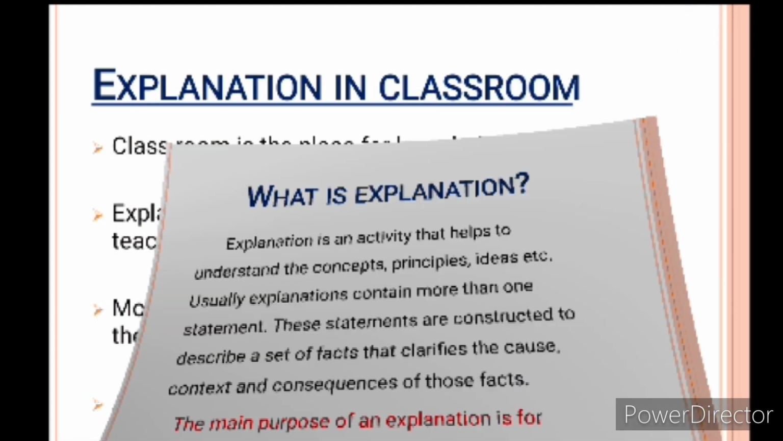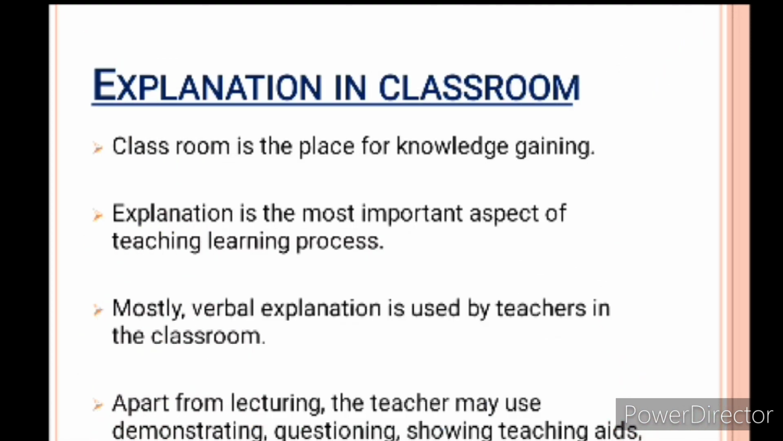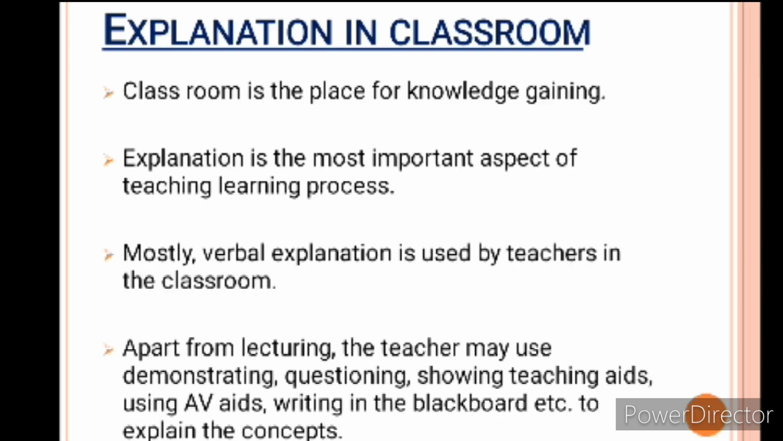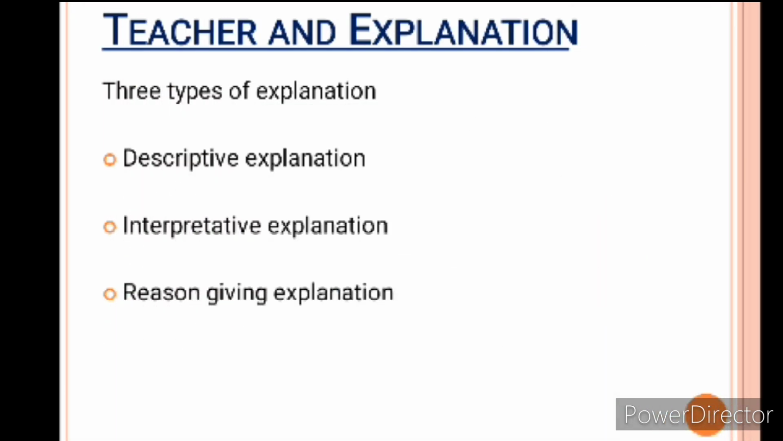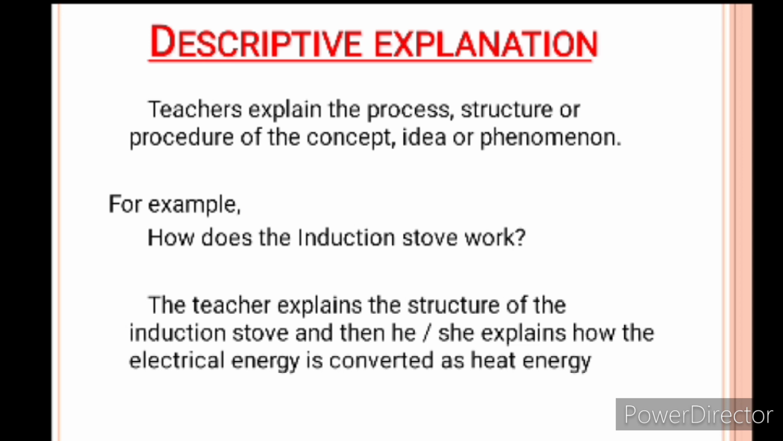The next one is explanation in the classroom. The classroom is an important place for gaining knowledge. Explanation is the most important aspect of the teaching and learning process. Mostly, teachers use verbal explanation in the classroom. These are some important things that happen in the classroom while explaining a concept. The next one is teacher and explanation. These are some important types of explanation used by teachers in a normal classroom. We will see some detailed notes on these types of explanation.